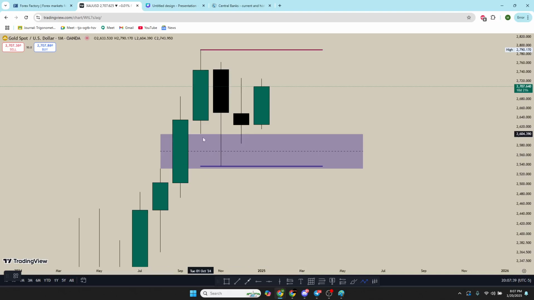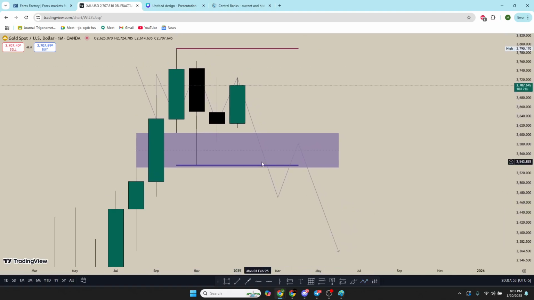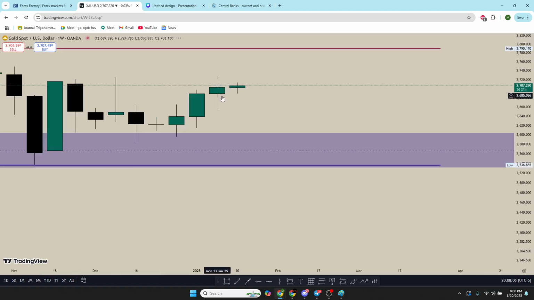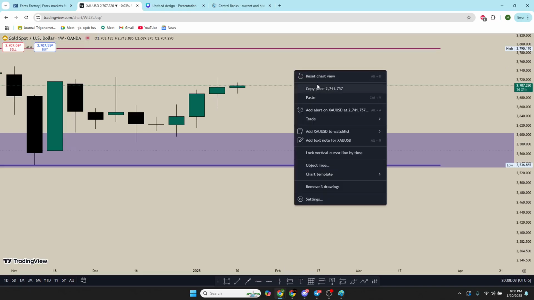So something like this, consolidate, and then breaking it and using it as an inversion to continue lower. But we're not having that. We're having something different. Price is not trying to close inside of this fair value gap. So with that being said, it looks like we have a bearish stance. Let's go to the weekly to get more information.